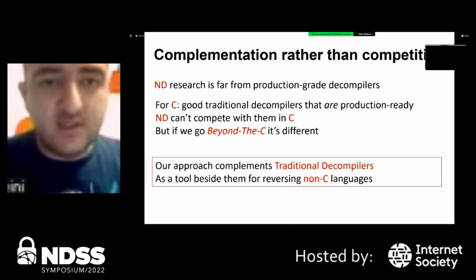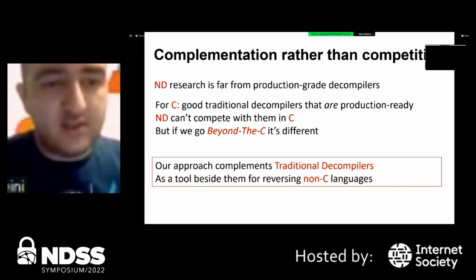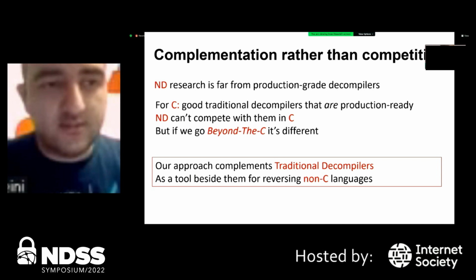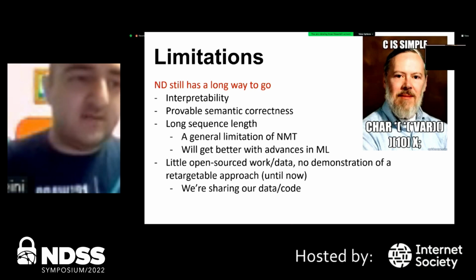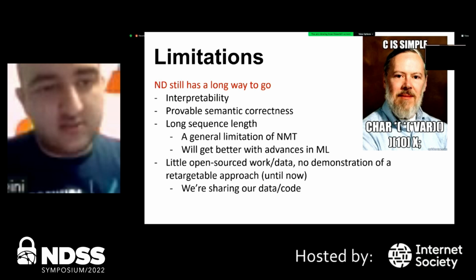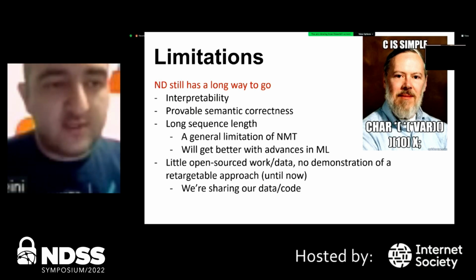But if we go beyond C, the traditional methods struggle to decompile non-C programs. And so we think there might be room for neural decompilation methods not to compete with the traditional methods, but to be used as a complement beside them, especially for non-C languages where traditional decompilers falter. The limitation is that, to be frank, it's clear that ND still has a long way to go, and the results are not even close to the production grade C decompilers that we have.